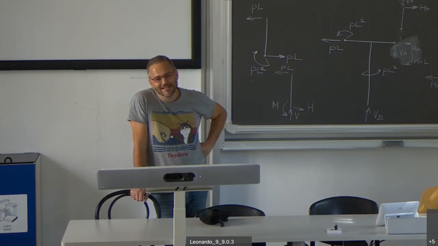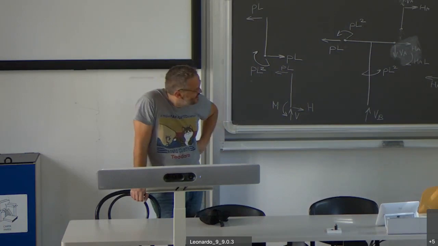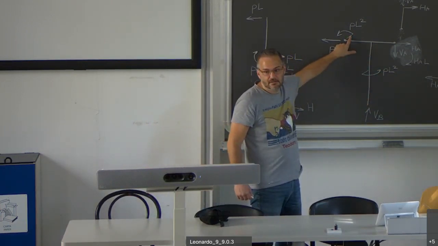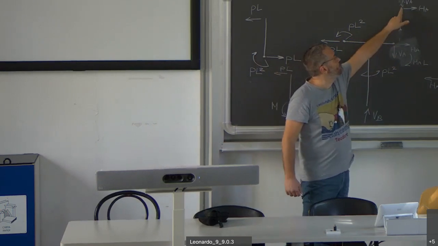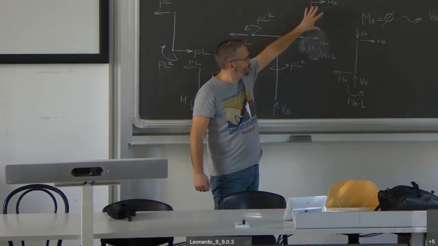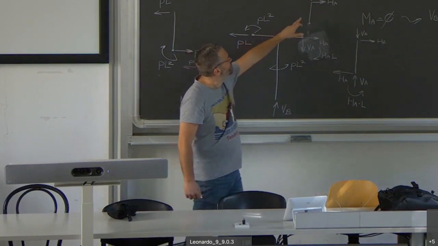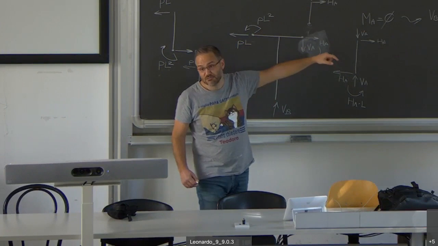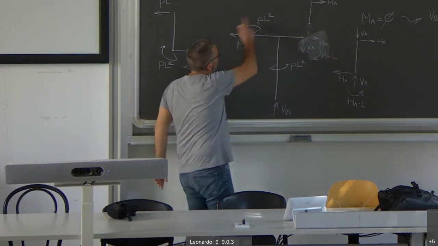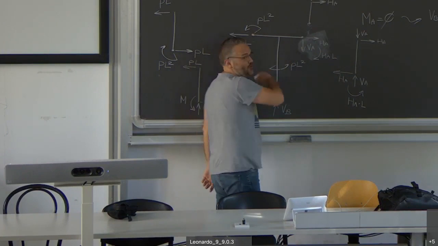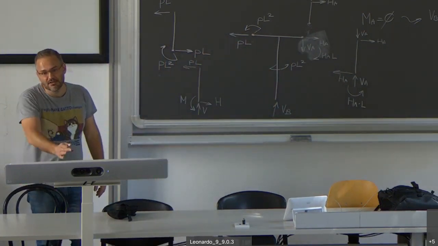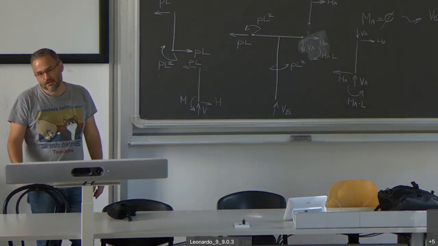Tell me, Gabriel. I don't understand where you got minus 2PL squared in the formula at the top. If I write the moment equilibrium here, with clockwise positive, then PL squared and PL squared, which are both counterclockwise, are negative. So the sum of the two is minus PL squared minus PL squared, minus 2PL squared.